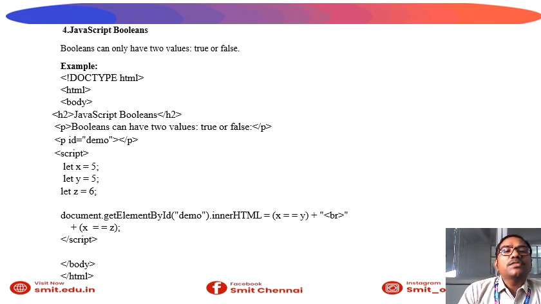Next is JavaScript boolean. Booleans can have only two values, either true or false. Now in this example you can see here under the script tag there are three variables which are declared, and they are comparing the values. So when it is true, then we are able to get the corresponding output. You can use a Boolean function also.